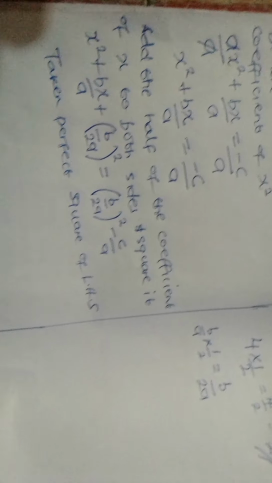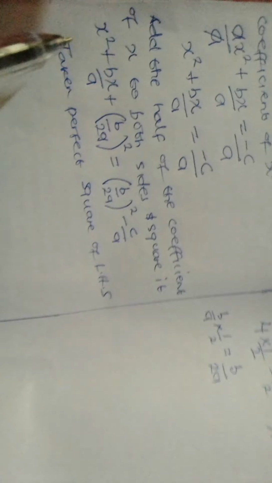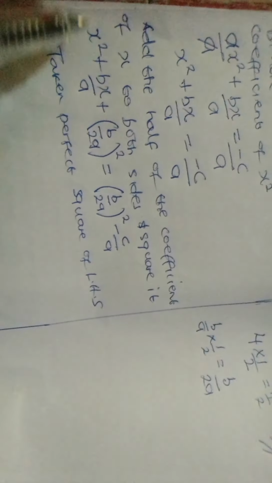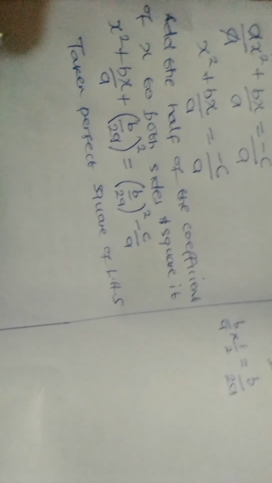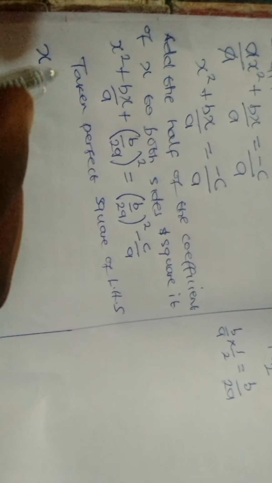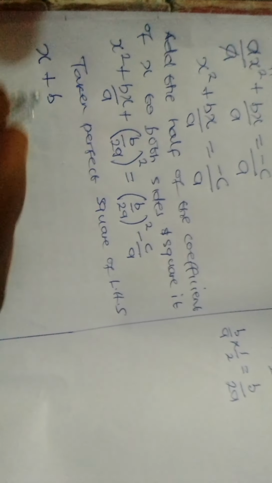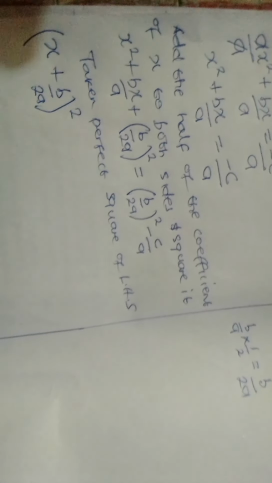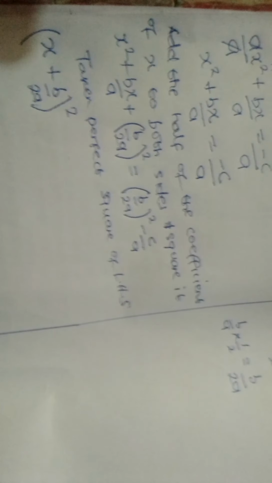Now, what is a perfect square? Those values that possess a square. So x square possesses a square. Now this possesses a square, so we're taking just these two on the left hand side. So we can now have x plus b over 2a all squared. I will neglect this because it doesn't have a square.